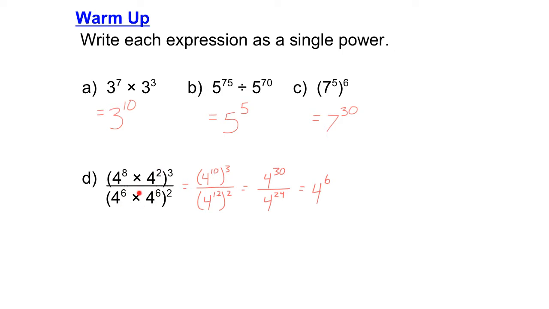Do the same here. Now I've got power of a power, so I multiply those exponents. Power of a power, so multiply those exponents. Now I'm dividing powers with the same base, so I subtract. 30 minus 24 ends up being 4 to the exponent 6. So that was just a quick review of your exponent laws before we get going.